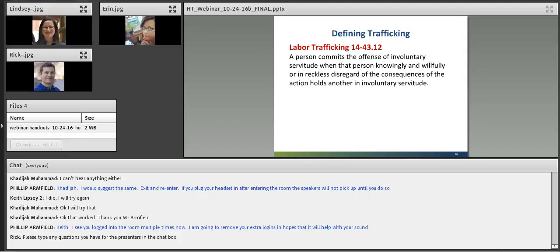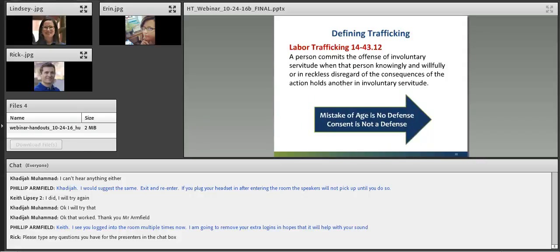Labor trafficking, which is 14-43.12, is the involuntary servitude. So we said that could be someone working in agriculture, it could be a construction site, a nail salon, or a massage parlor, which sometimes also encompasses sex trafficking as well. Lots of different ways in which someone could be held in labor trafficking. And again, if that victim is under the age of 18, we don't have to prove coercion or deception in North Carolina. We just have to prove that they are being held in involuntary servitude. And again, mistake of age is not a defense and consent is not a defense.